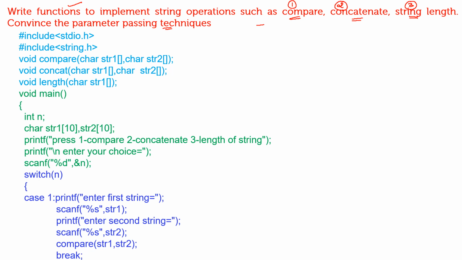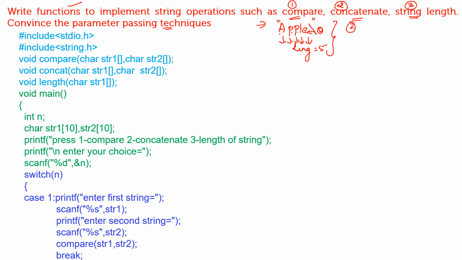So let me take first the length of the string. How will you find the length of the string? For example, if I take apple as your string, you know that in memory a string will be stored with a null character at the end. So the length of the string is counted by counting the characters one by one before the null character. What is your length here? A P P L E, 1 2 3 4 5. So the length will be equal to 5. That is the meaning of finding the length of the string.